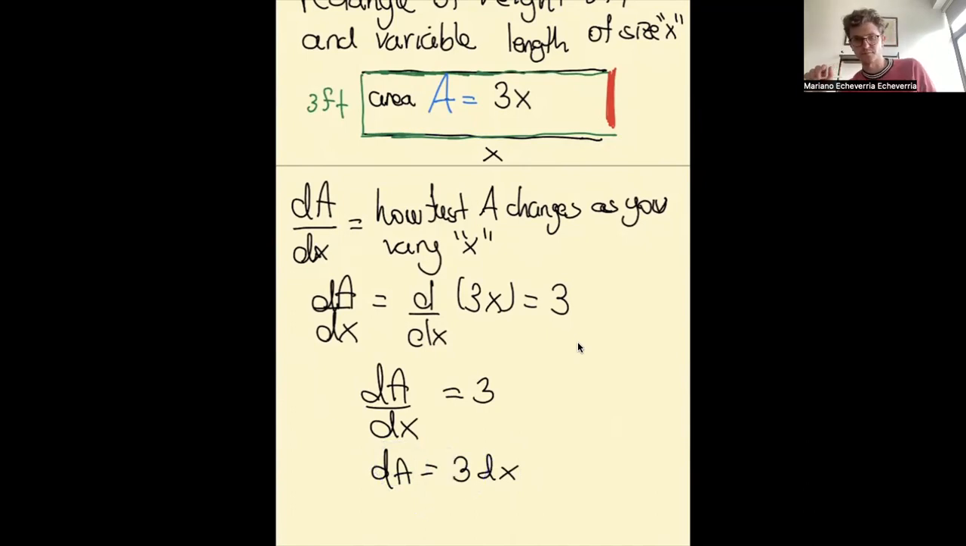Is that making sense? So say, for example, if x had changed by 0.1 feet, if you had changed this side by 0.1, the value for the area would have changed by 0.3, because that's 3 times 0.1. So the amount that the area changes by is 3 times the amount that x changes by. Is that making sense? Any questions about this?